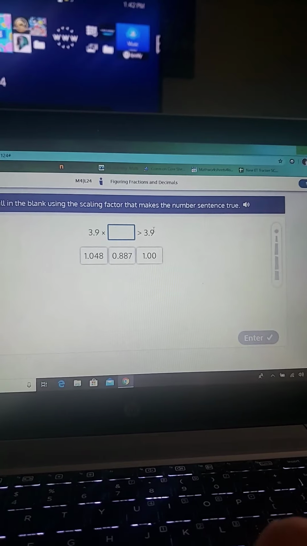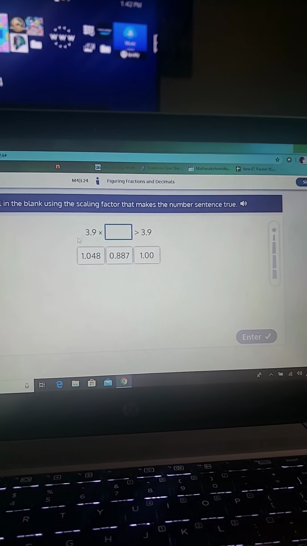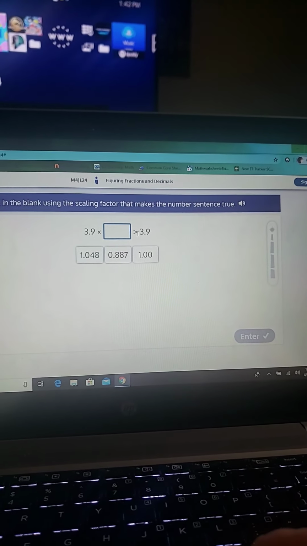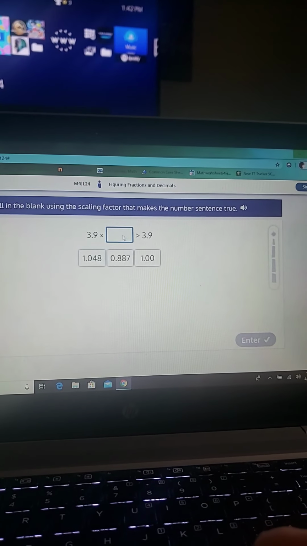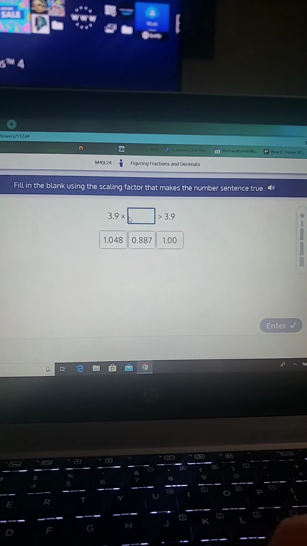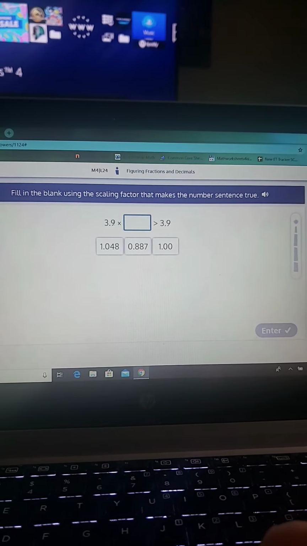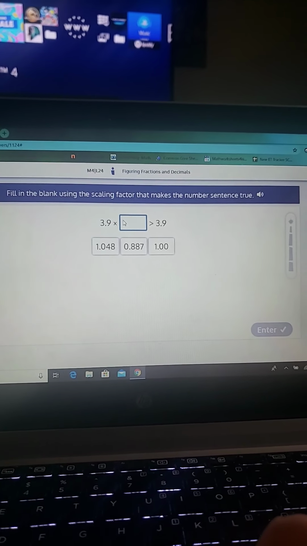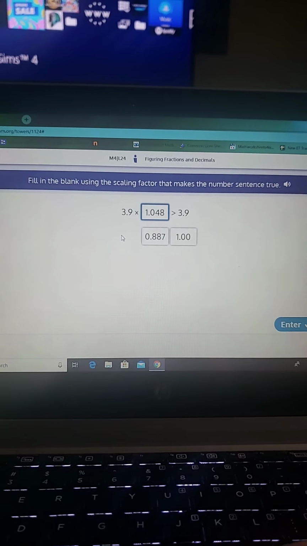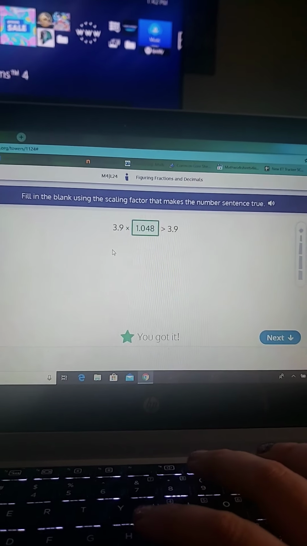So I see 3.9 on both sides of this box. And we're looking at this symbol. That symbol is saying that I want to be eating this side. So if I want this side to be eaten, I want this side to be greater than, which means I want to choose the greater than 1 answer.